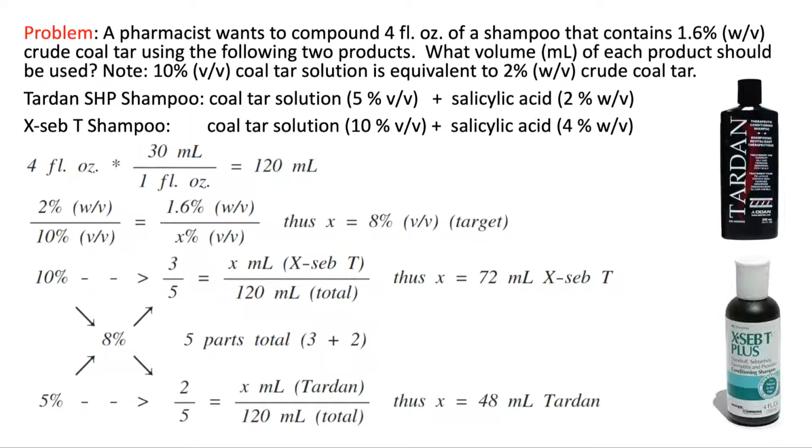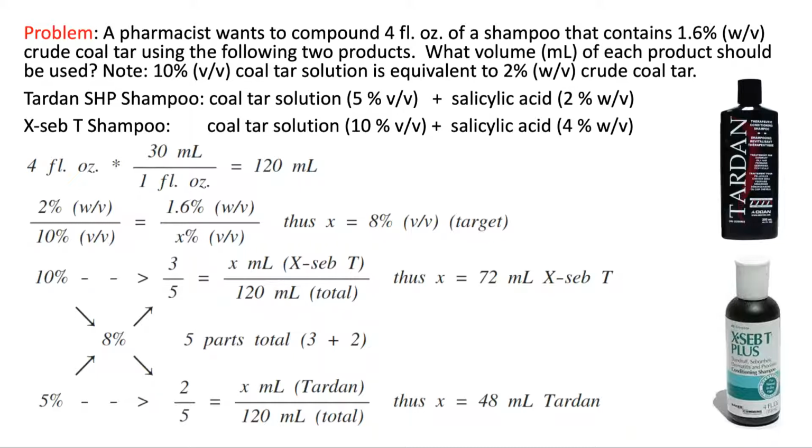Okay, so I can use that for both proportions. So if I start up on top with my 10%, I know I need 3 parts out of the 5 parts to be the 10% solution. So I set that equal to some X milliliters over the 120 milliliters total of my combined shampoo. That's the total volume I'm going to get. So if I solve for X by taking 3 times 120 divided by 5, X equals 72. And that 72 represents the milliliters of the 10% shampoo I need to use.